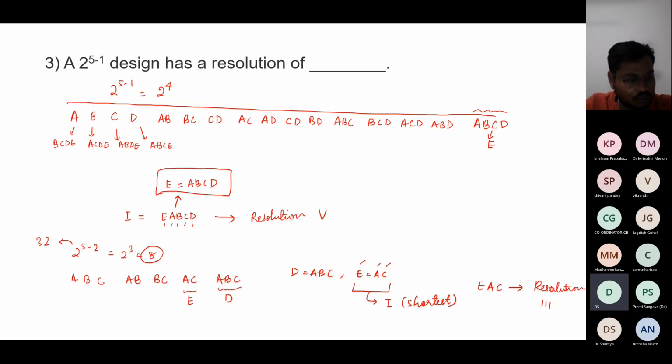Sir, question number 3, sir, answer is 4, na? 2 raised to 5 minus 1 design has 4 resolution. 5. Okay. This one.